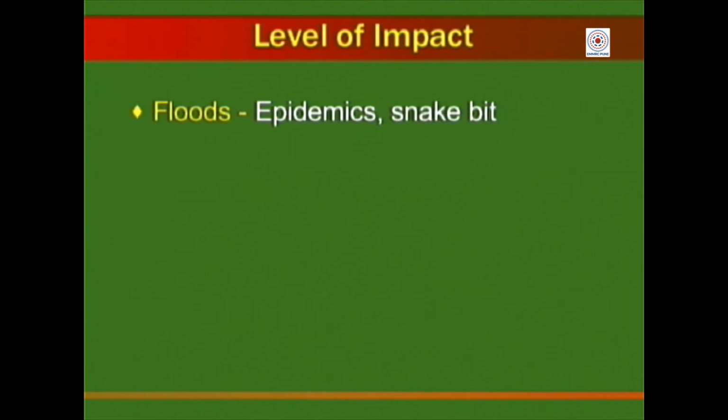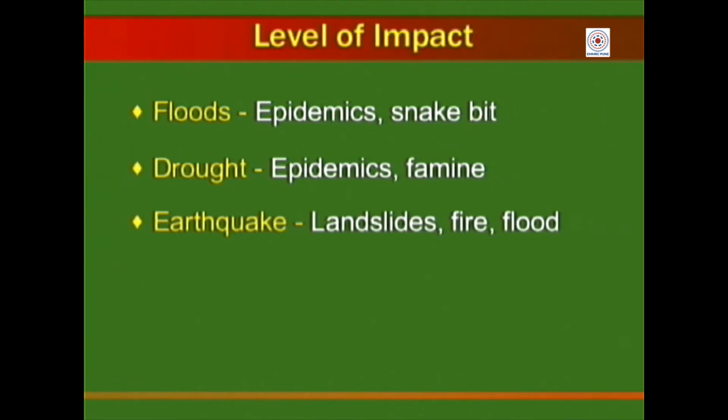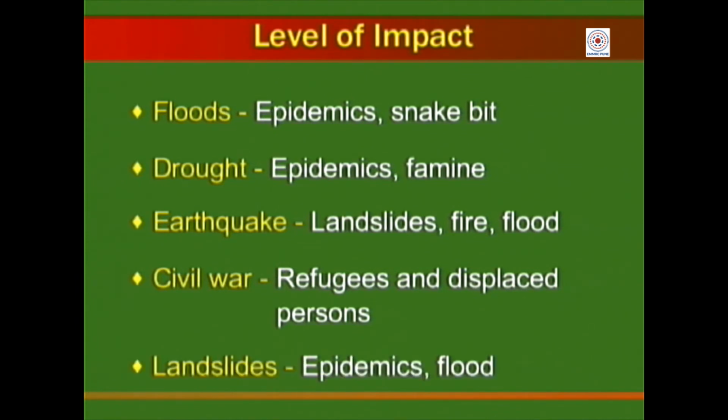For the time being, let us understand, if floods are there, what are the secondary impacts of floods? It might be epidemics. Sometimes we have snake bites also because of the floods. Drought: due to drought there might be epidemics, famine. Earthquake: we can see landslides, and there might be fire, because in urban areas we find fires. Floods. Civil war: we find refugees and people are displaced. Landslides: there might be epidemics and floods.